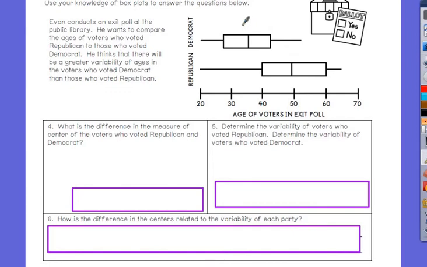Who's looking at the ages? Who's getting the younger voters, it looks like? The Democrat is getting my younger voters. What told you that? The lower ages. The box is located lower. Okay, so Republicans are getting the older voters.